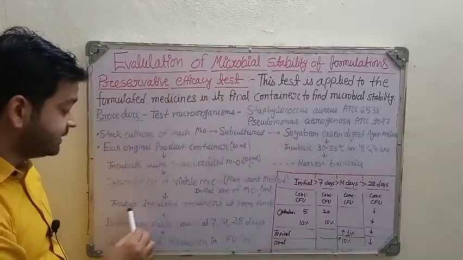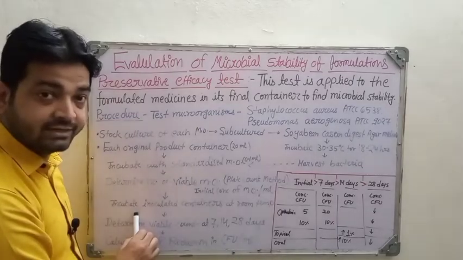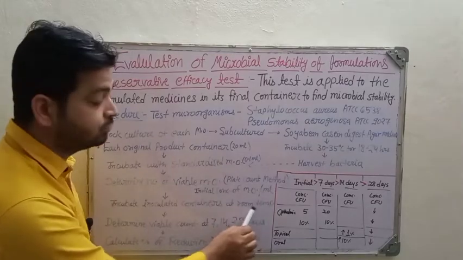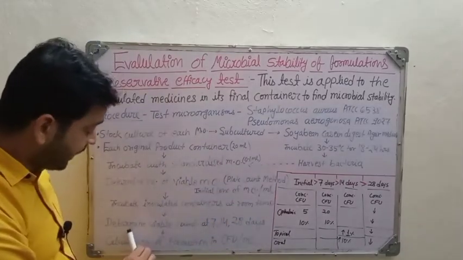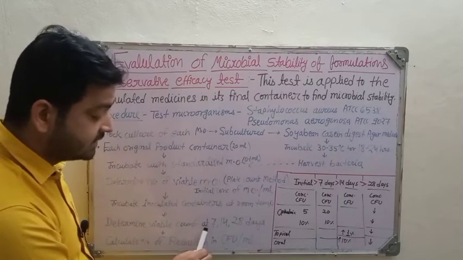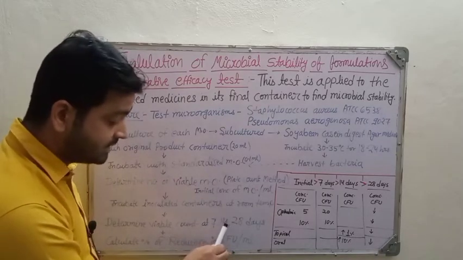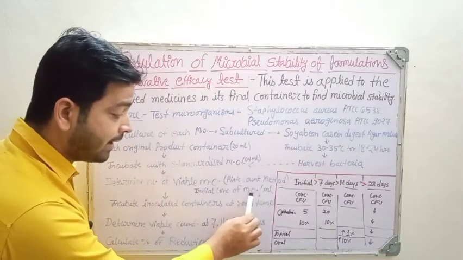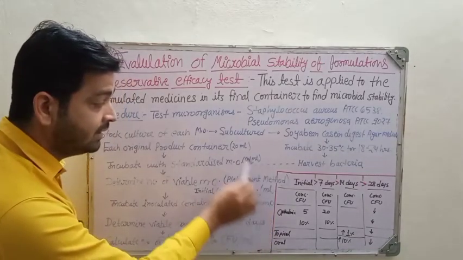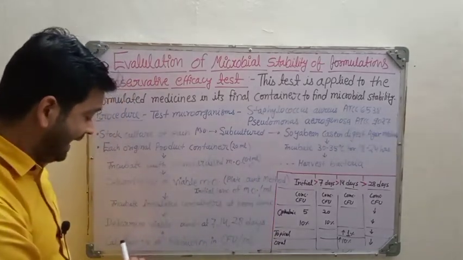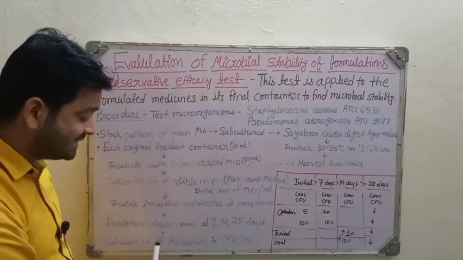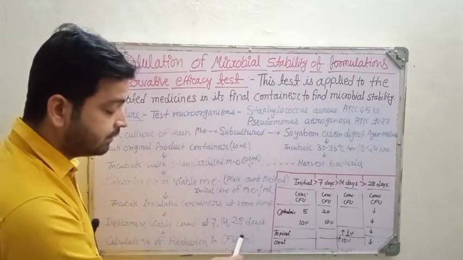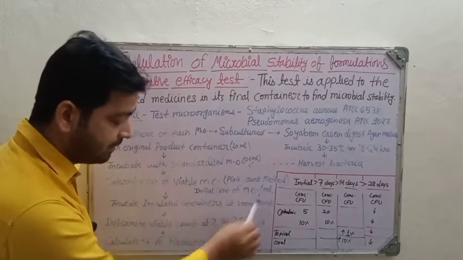Then again we are going to incubate. Incubation will be done for each time interval. Incubate the inoculated containers at room temperature. Here we have to maintain room temperature, right? Then again we have to determine the viable count at 7 days, then after 14 days, then after 28 days. At each time interval we have to determine the microorganisms present per ml of the sample or formulation. Then at last we have to calculate the percentage of reduction in CFU per ml, colony forming unit per ml, or microorganisms per ml, the same thing, right?